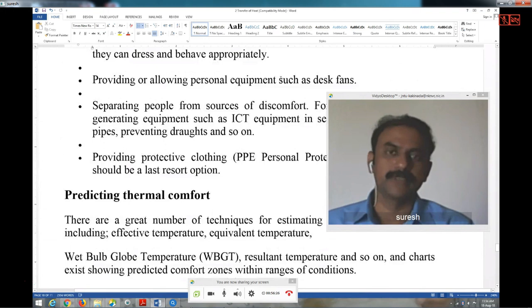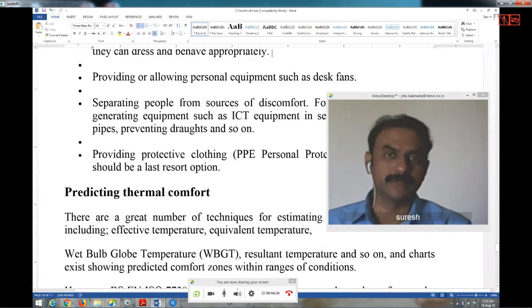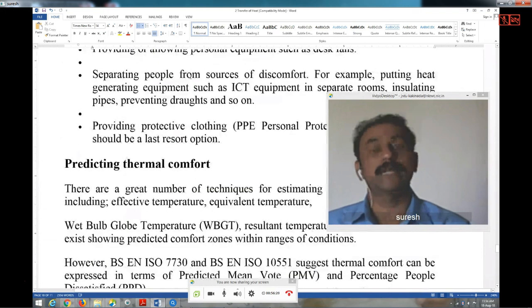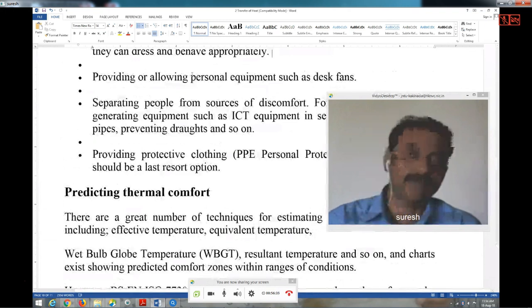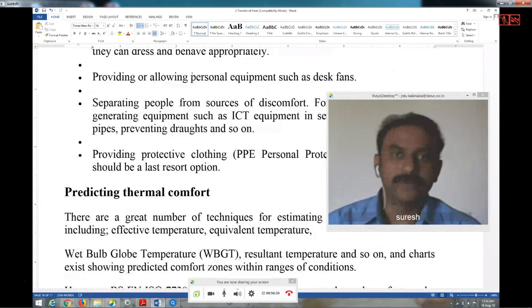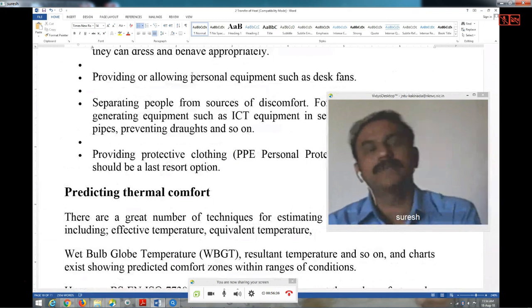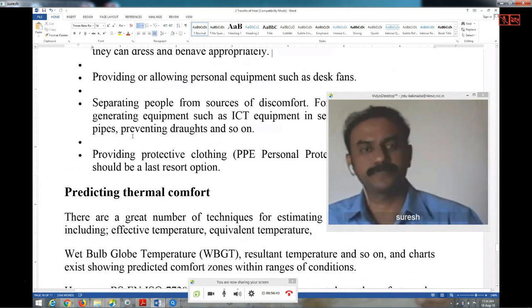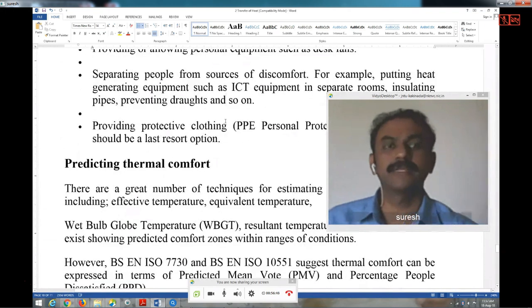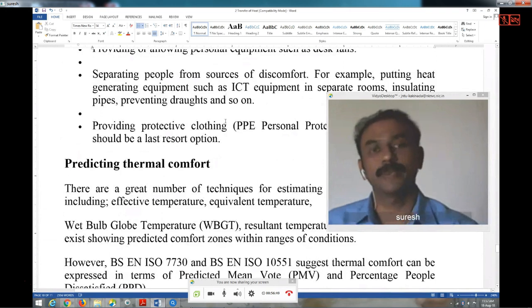Then providing or allowing persons equipment such as desk fans. Suppose it is too sweaty, then providing desk fans is somewhat suggestible, in spite of having partial air conditioner units. Then separate people from sources of discomfort. For example, putting heat generating equipment such as ICT equipment in separate rooms, insulating pipes, preventing drafts, and so on. Depends upon the person's requirement.